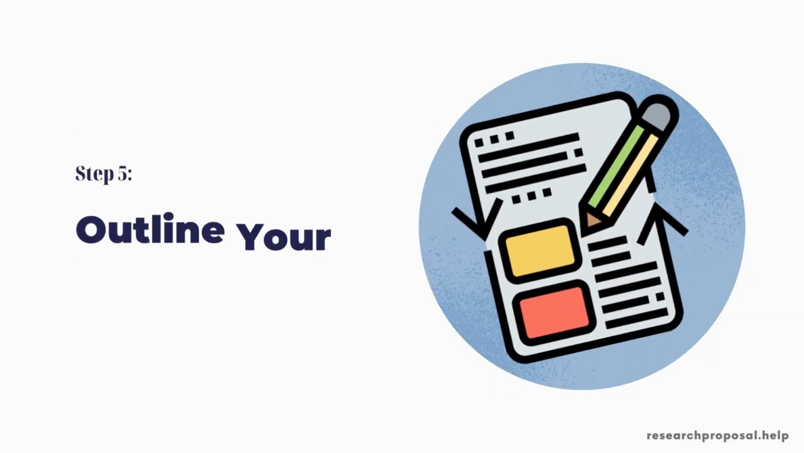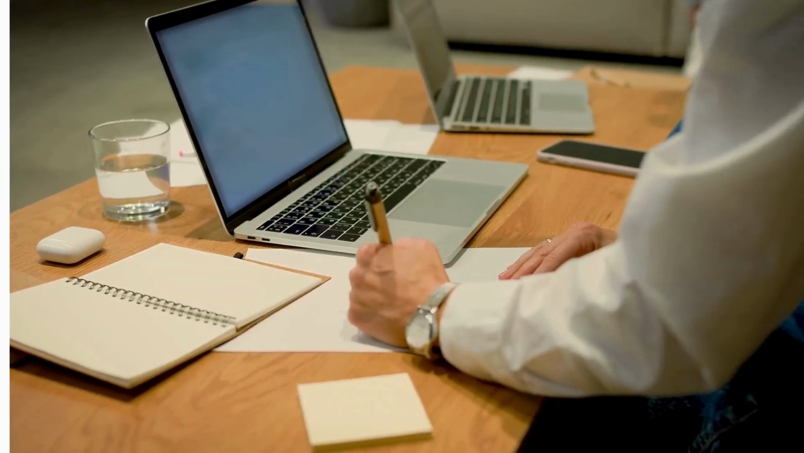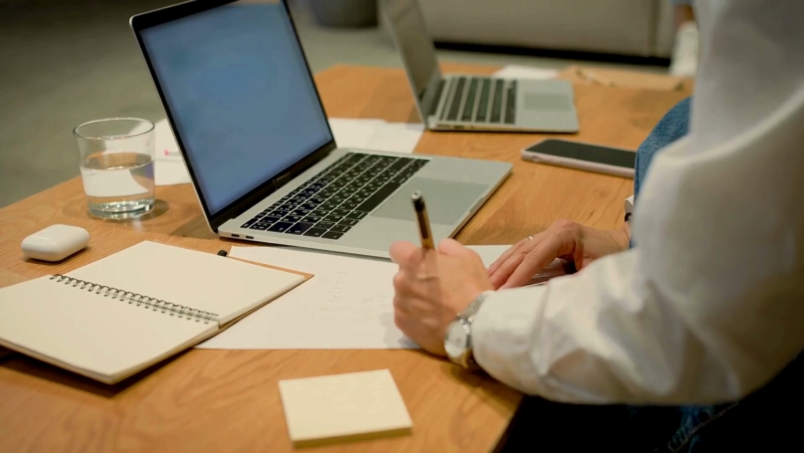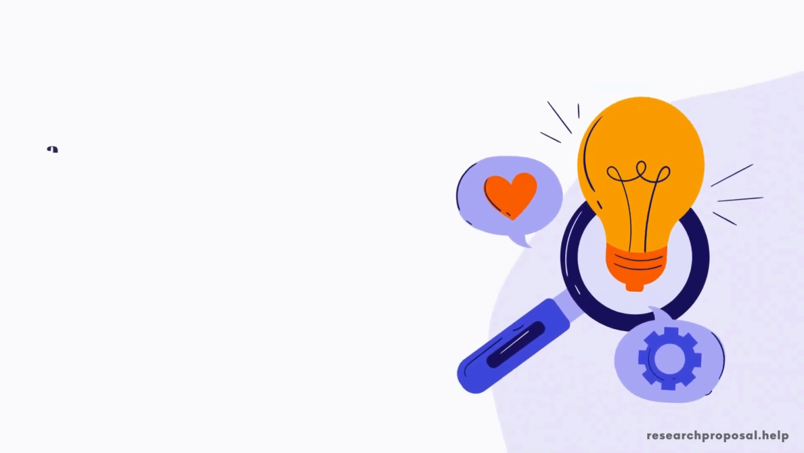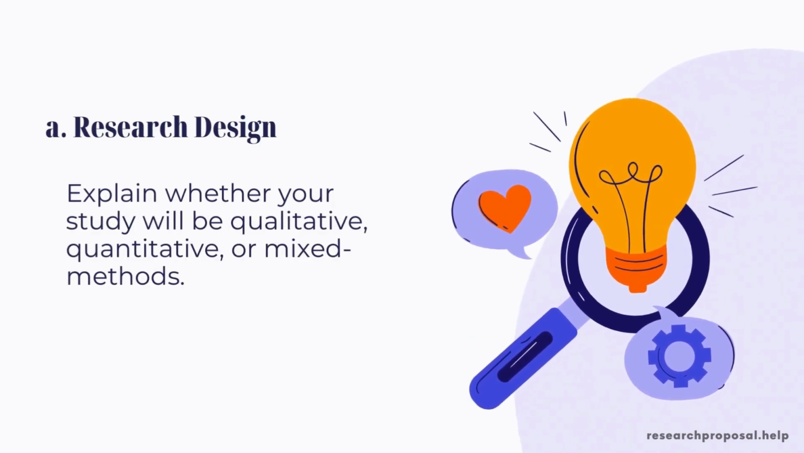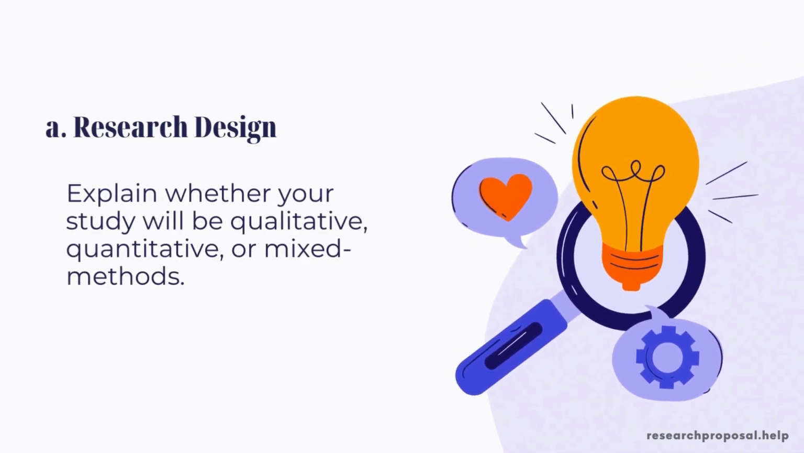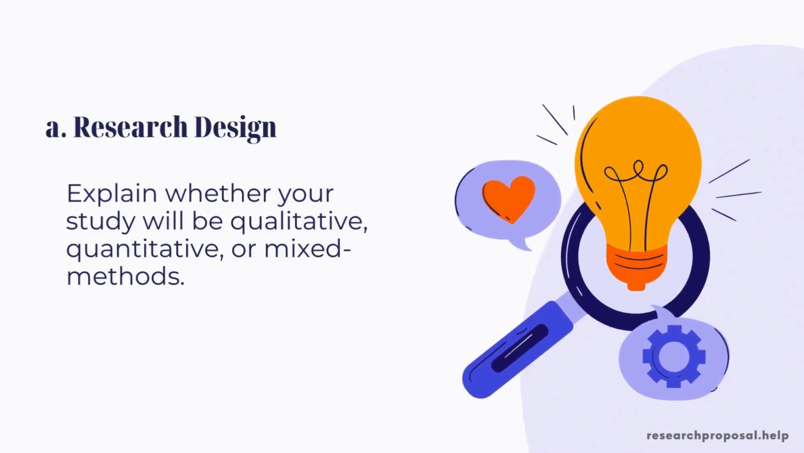Step 5. Outline your methodology. Your methodology section should detail how you plan to conduct your research. This includes A. Research design. Explain whether your study will be qualitative, quantitative, or mixed methods.